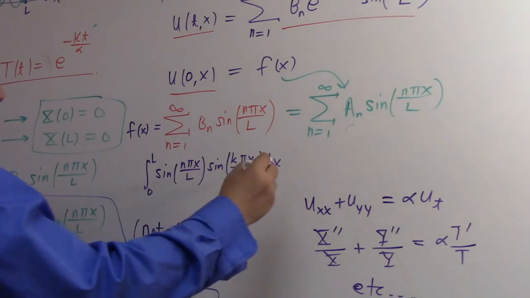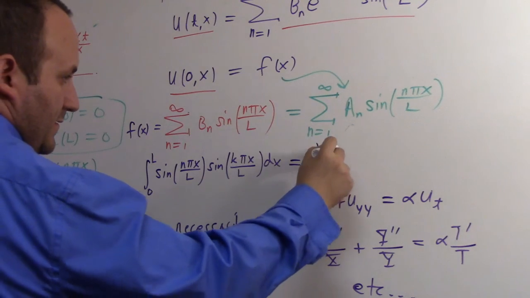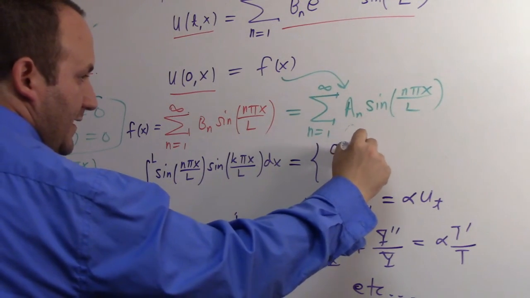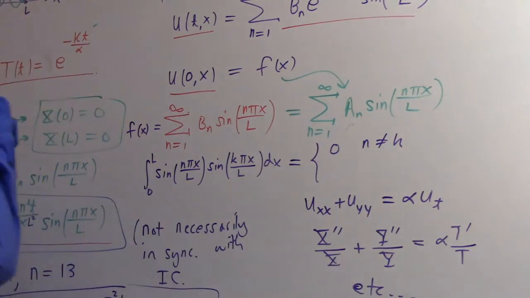So this thing is equal to 0 if n is not equal to k. The reason for that is simply this: the product of two sines gives you a cosine of a sum or a difference of the arguments, but because you're integrating the cosine of a sum or a difference over an integer multiple of wavelengths, those integrate to 0. It's a pretty straightforward calculation.